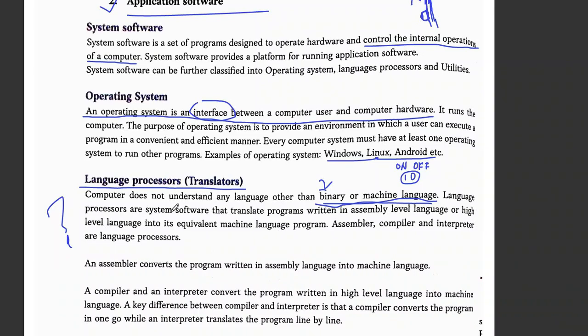Language processor are the system software that translates program written in assembly level language or high level language into its equivalent machine level language program.